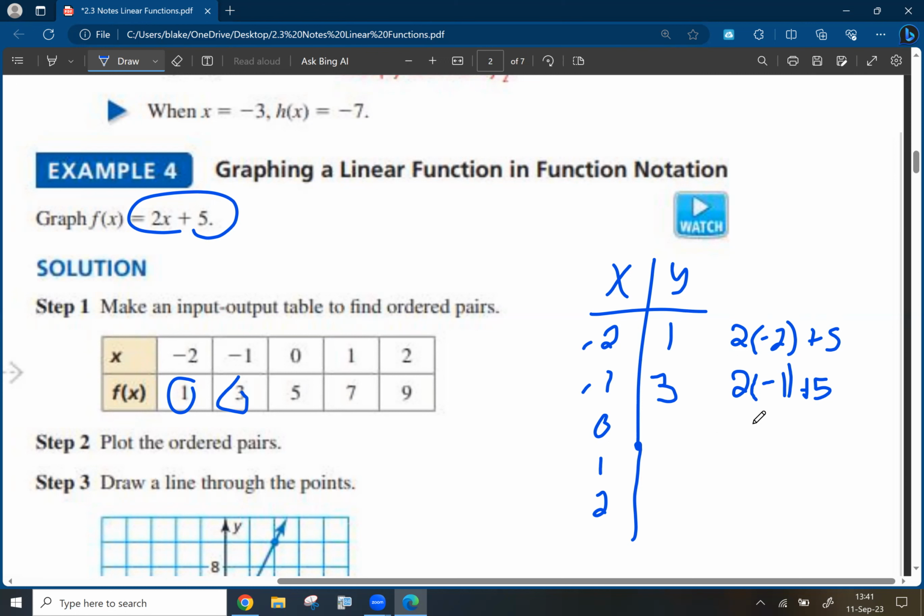Next one, you would plug in 0. You'd have 2 times 0 plus 5. 2 times 0 is 0, and then 0 plus 5 is 5. So you can see where they get those numbers from. You would just make it yourself, though, pretty much. They wouldn't have a table; you just have to make your table yourself.